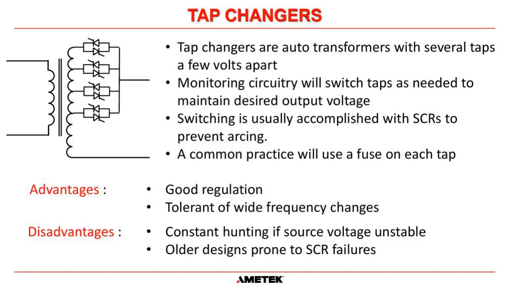So the advantages of tap changers: they regulate really good, and they're tolerant of wide frequency changes. There is a potential for hunting, trying to always find the right output voltage, if your feeder is very unstable and if you see wide changes in input voltages. As I've hinted at, the older designs were prone to SCR failures, and consequently, when the SCRs failed, they took out transformers. I think we've designed that problem out of our new tap changer here, which is why I like it.